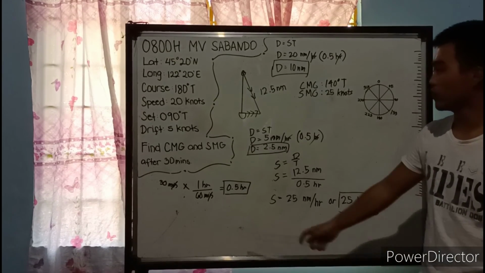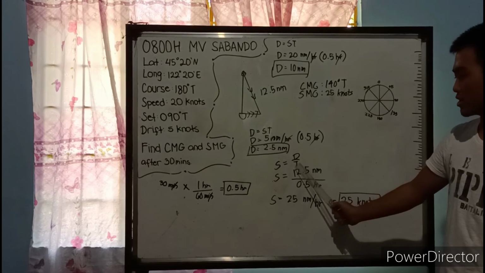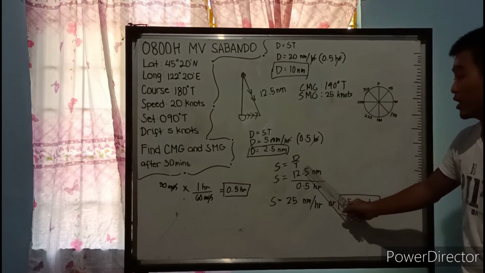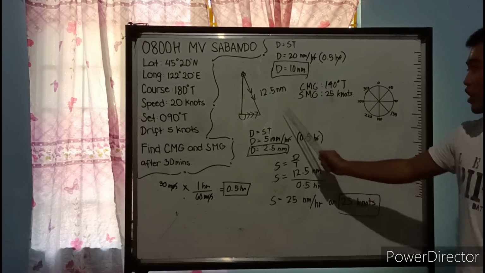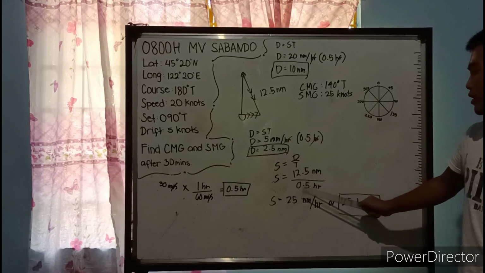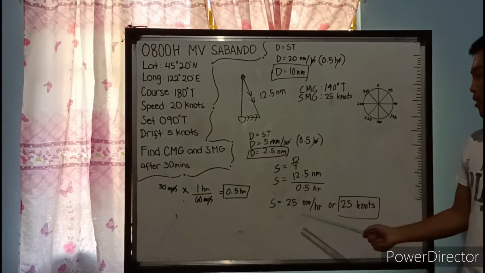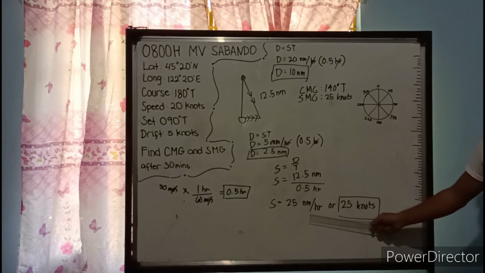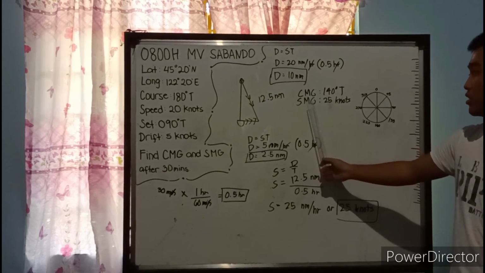After this, we're going to find the speed made good using the formula. Speed is equal to distance divided by time. So, speed is equal to 12.5 nautical miles divided by time, still 30 minutes, or 0.5 hours. So, the answer is 25 nautical miles per hour, or 25 knots. So, this will be our CMG and SMG.